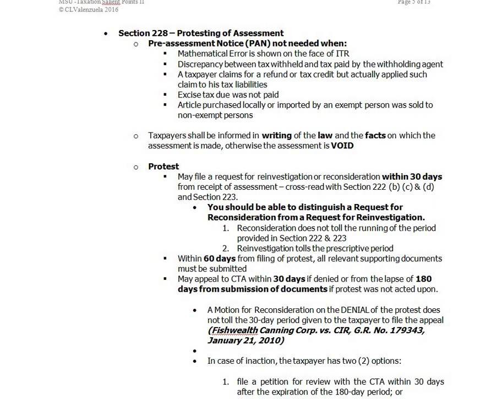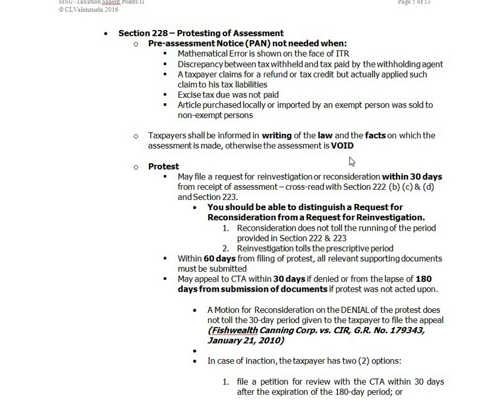Okay, so now we go to section 228, protesting of assessment. Now you have this PAN and you have this FAN, okay? The preliminary assessment notice and the final assessment notice. But before the PAN is issued, there is what we call the letter of authority.